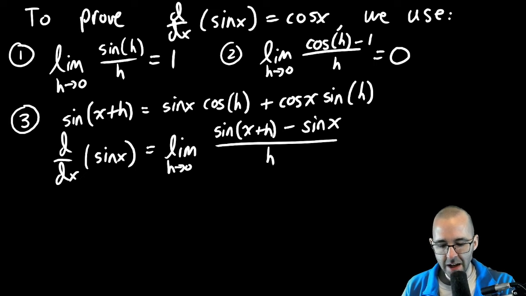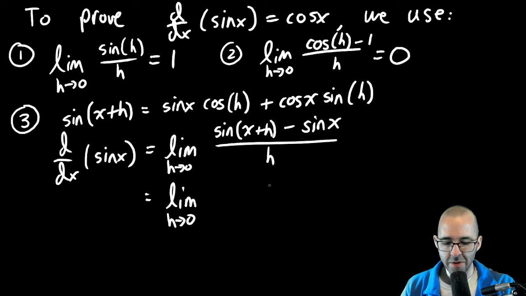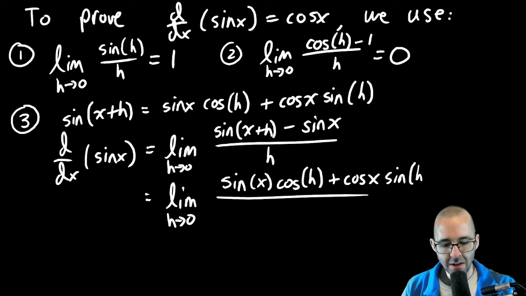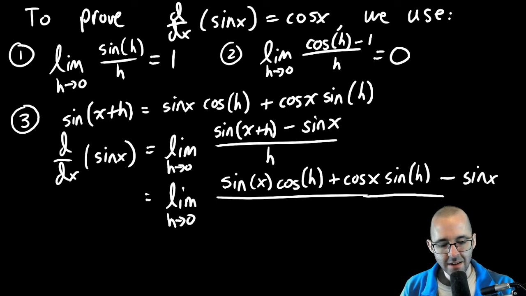Oops, I erased my h. This is going to be the limit as h goes to 0. I haven't done this proof in a while, so I hope I remember all the steps. I didn't write that down in my notes. So it's going to be the sine of x cosine of h plus the cosine of x times the sine of h. And then remember, we still have the sine of x from before.